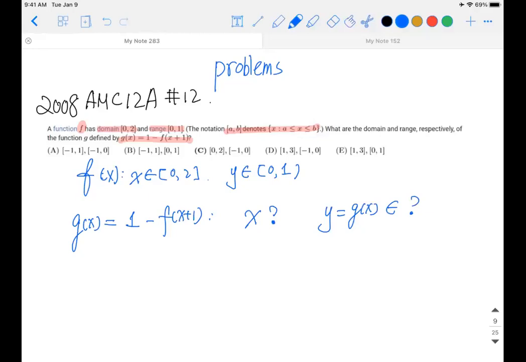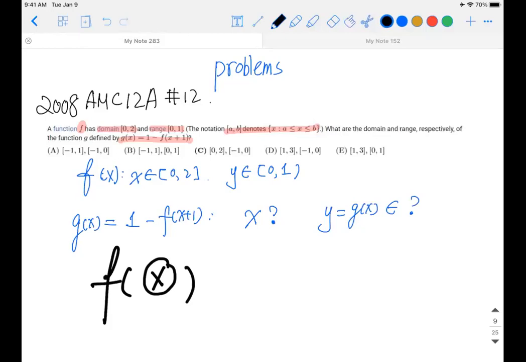I think for such a problem, we can always start with the definition, right? This is domain and range, which is nothing but a definition. So let's just think about the definition. The definition says f's domain is 0 to 2. So that being said means what? If I have this f here, what's inside can be x, can be whatever, right? This is only like a black box. Everything can live there.